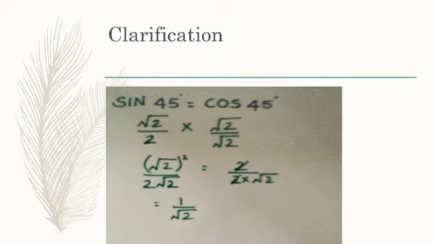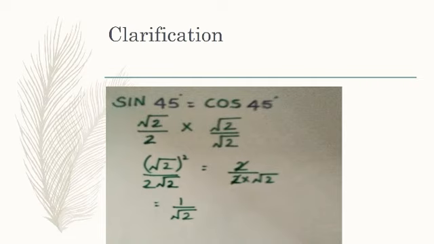If you multiply both numerator and denominator by root 2, its value does not change. That means you are multiplying by the same number and dividing by the same number. Therefore, its value does not change. Therefore, what happens in the numerator, root 2 into root 2, that gives rise to root 2 whole square. In the denominator, 2 into root 2 gives us 2 root 2. Root 2 in the numerator, root 2 whole square. Square will cancel with root. The result is 2. 2 divided by 2 root 2.